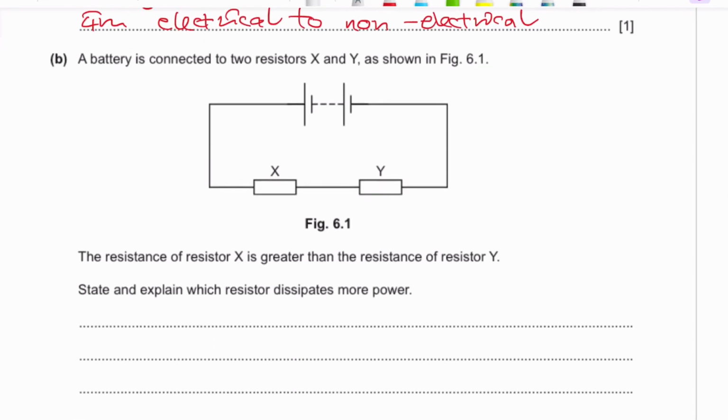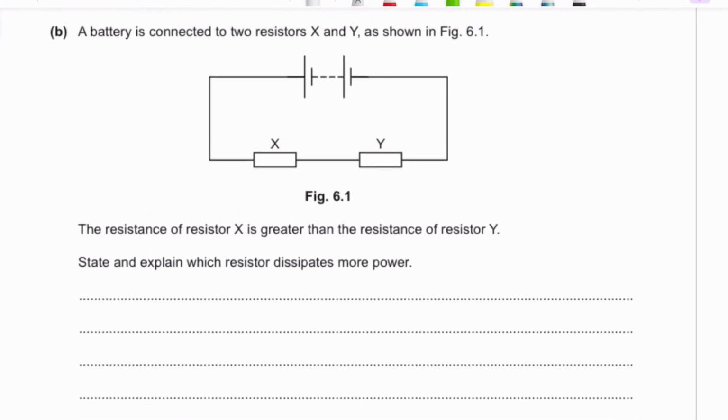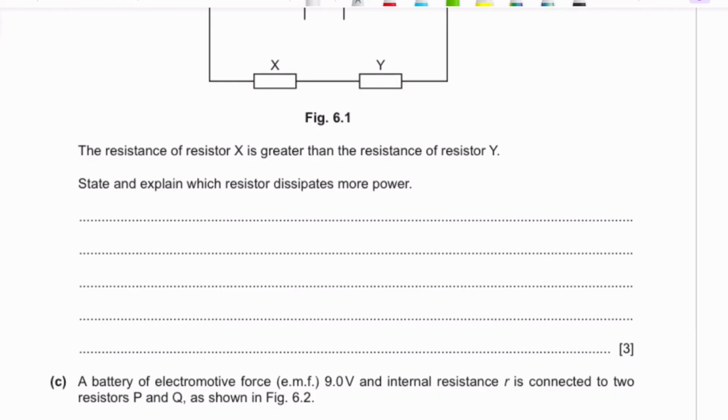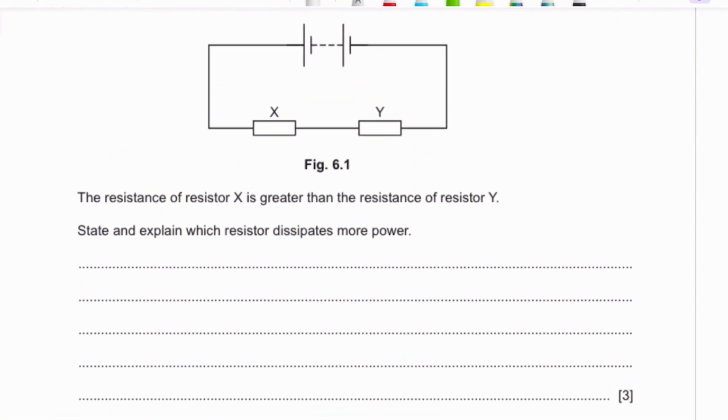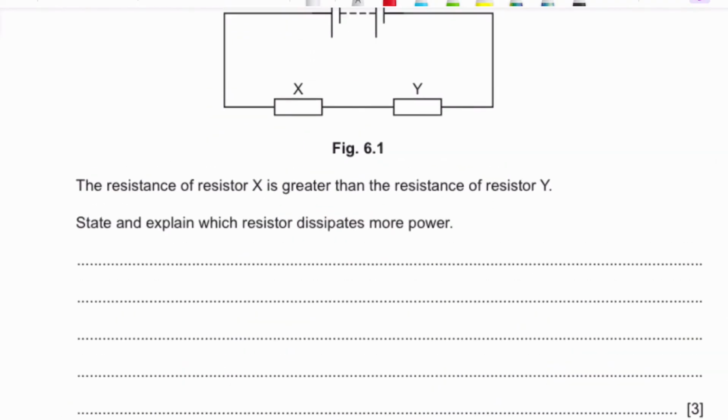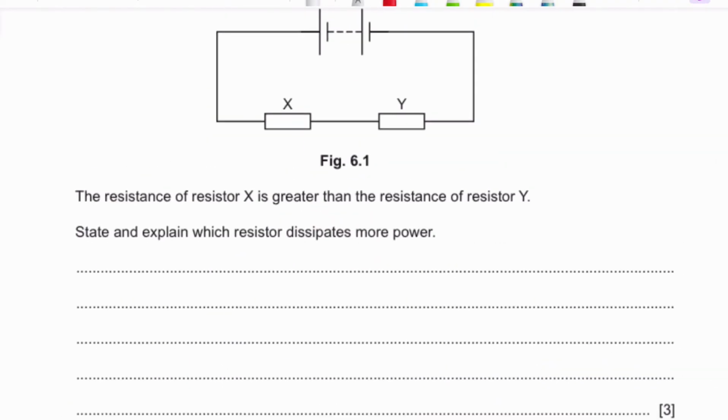The next one, we've been given a battery connected to two resistors, X and Y, and the resistance of X is actually greater than the resistance of Y. And we've been asked to state which resistor dissipates more power. So basically, you need to be able to state the major points. You need to know what exactly they are looking for. They're basically looking for about three things, right? So we're going to be working through that, okay?